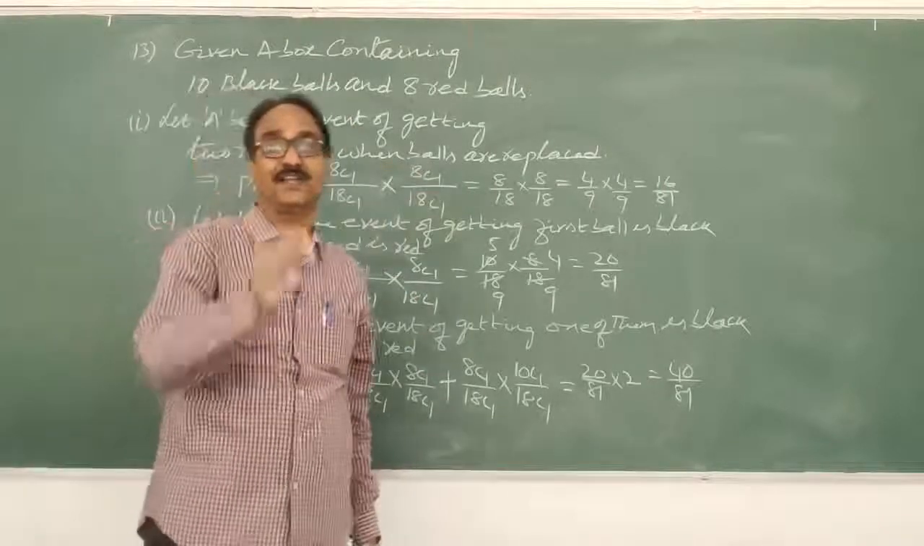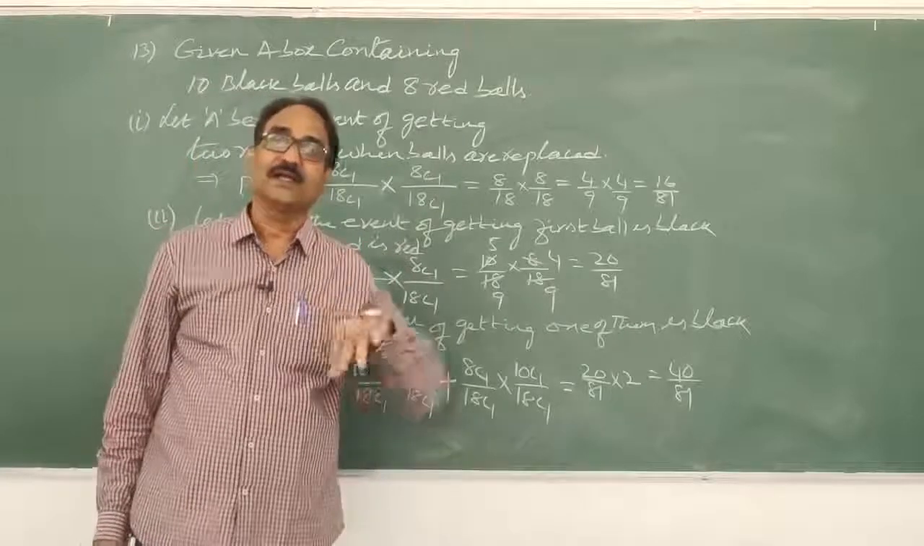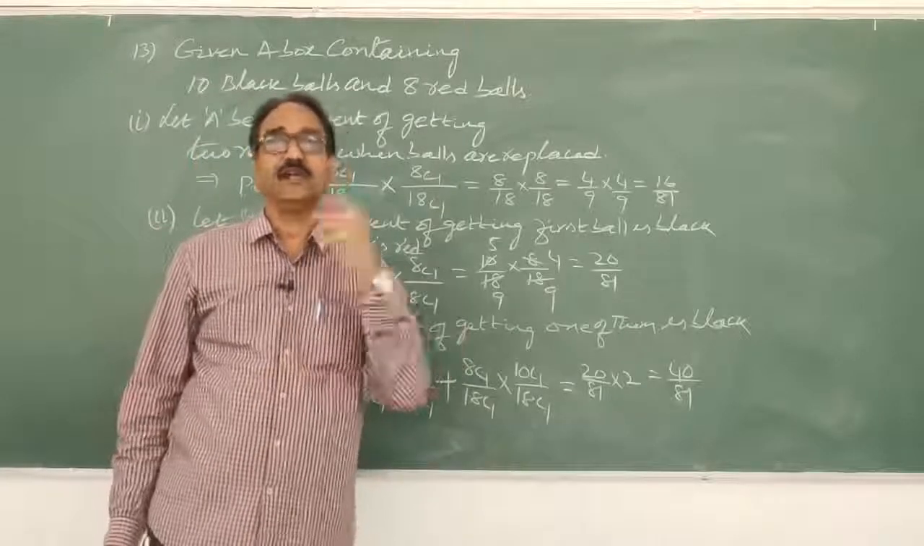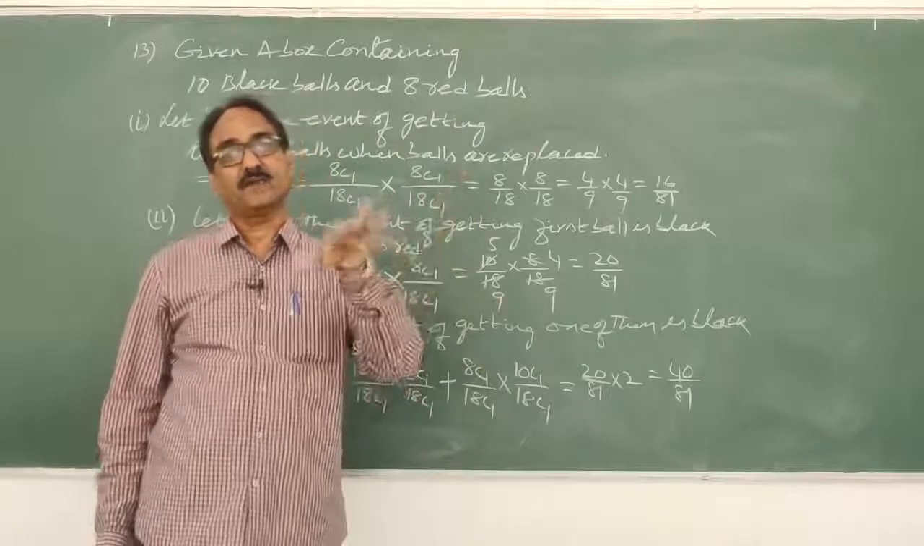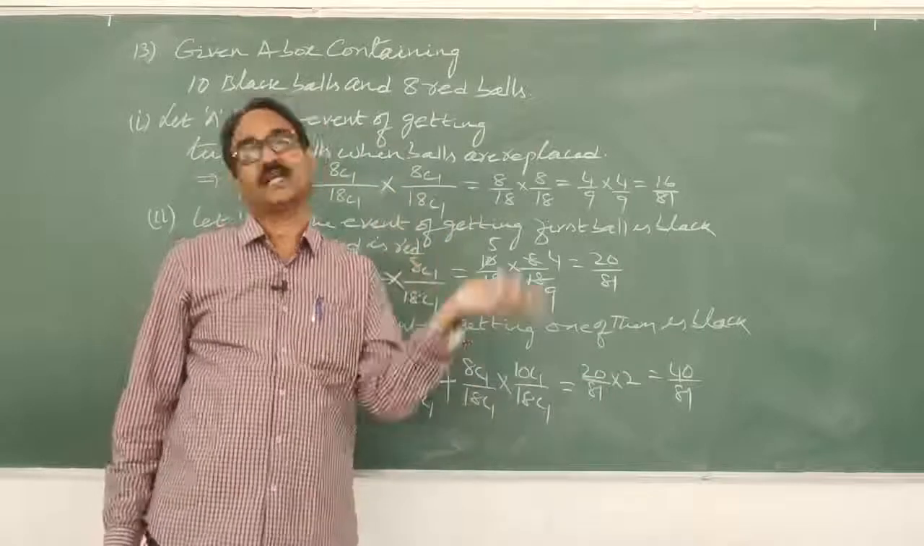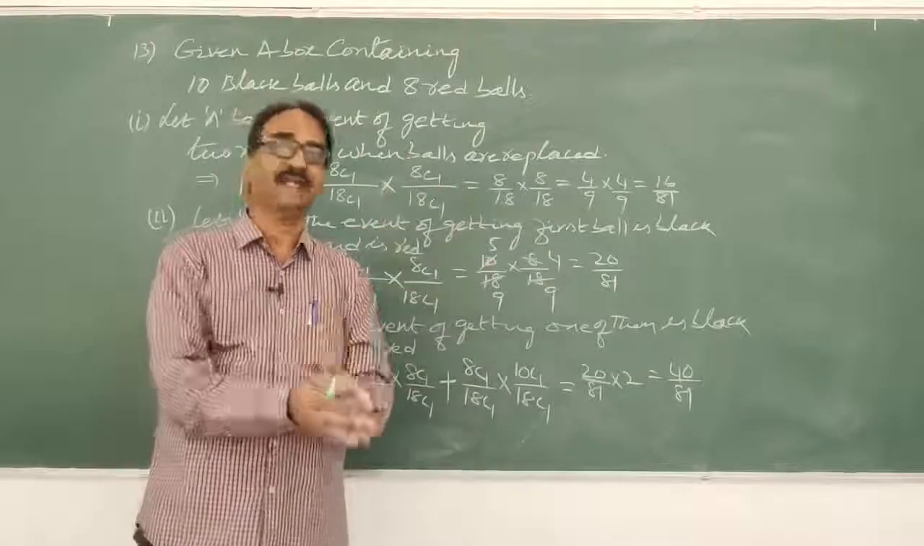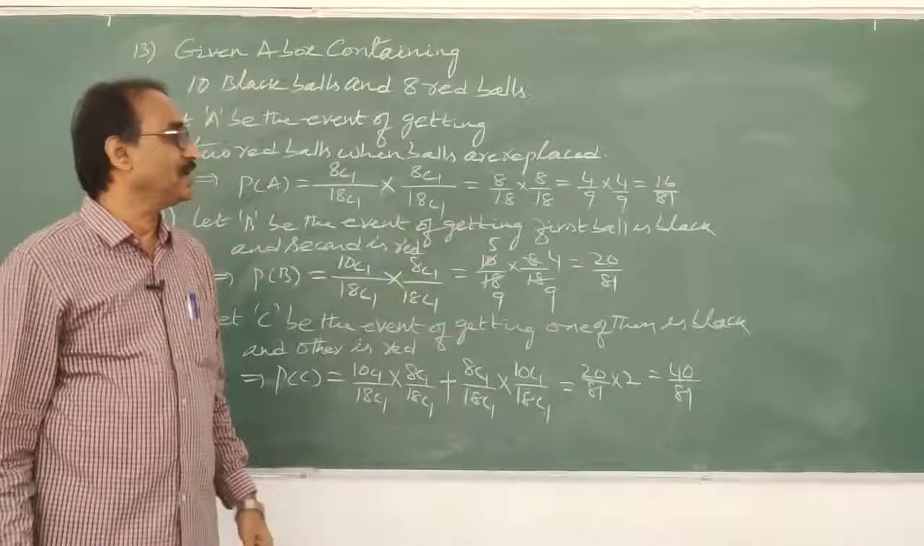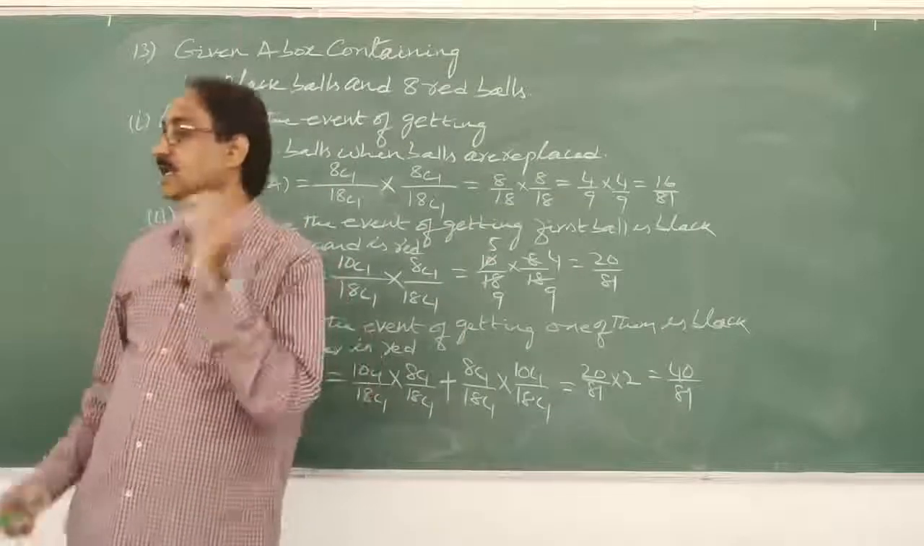You must be very careful here. So when it is given like that, you have to find out the chances. First may be black, second may be red, or first may be red, second may be black. Those 2 probabilities you should add. That's why this is important. Okay na? This is problem number 13. We did it.